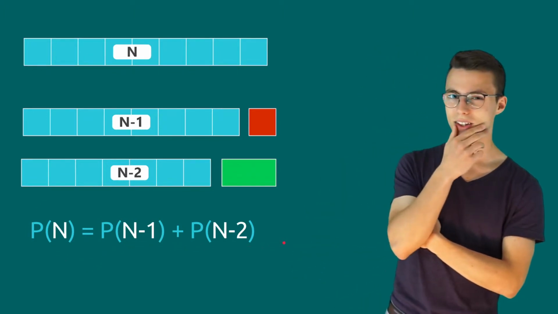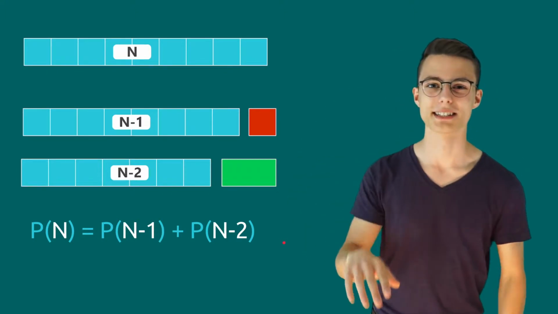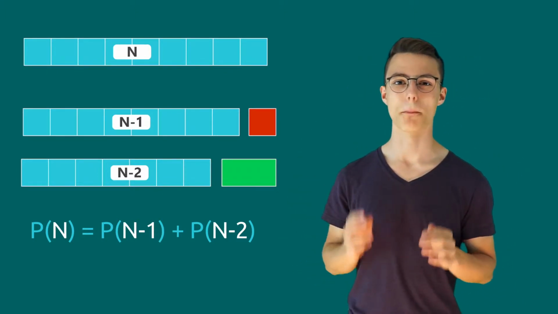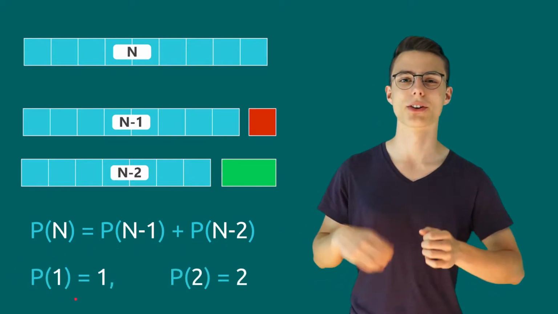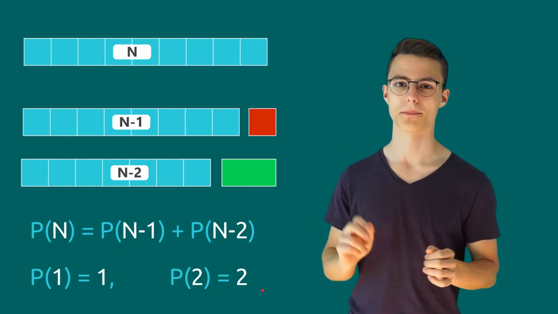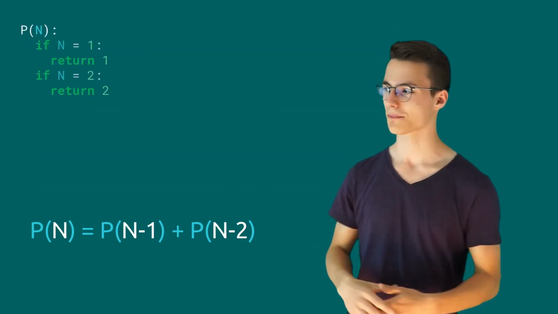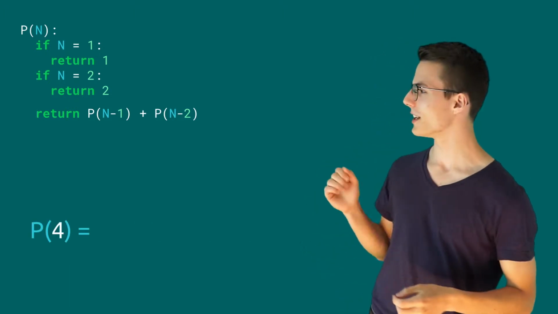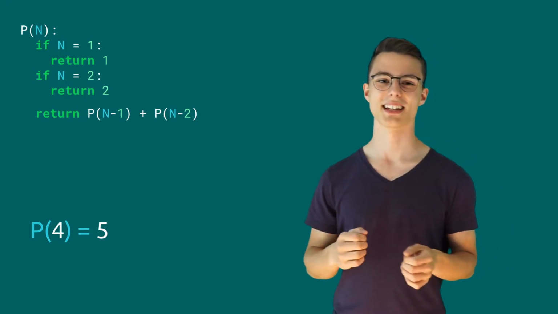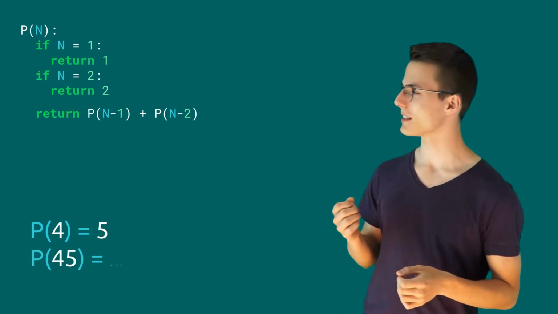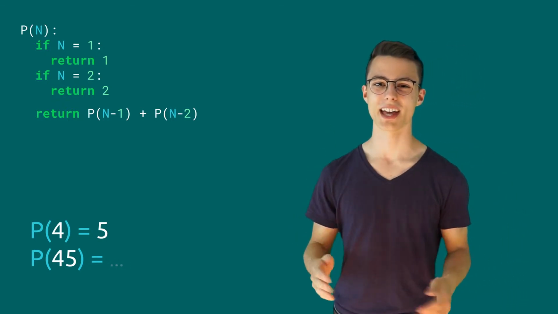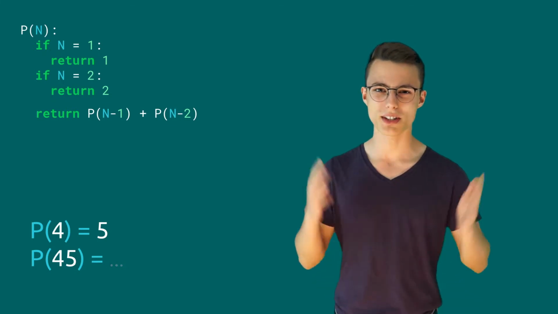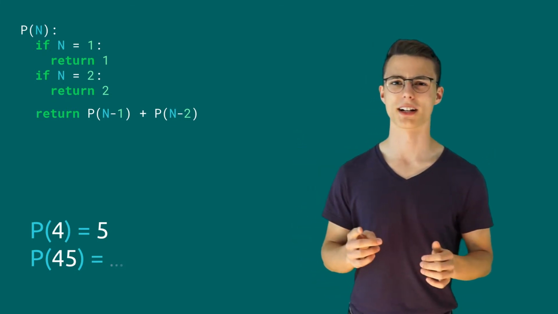This formula looks kind of familiar. Anyways, the only thing left to do is to define our base cases. For a container of length 1, there's only one possibility, and for a container of length 2, there are two. So let's write our program. Perfect. Now let's test it. P of 4 is 5? Nice. And P of 45 is... Wait, it's taking forever! And it's only number 45! What's going on? Let's have a look at what we are calculating.